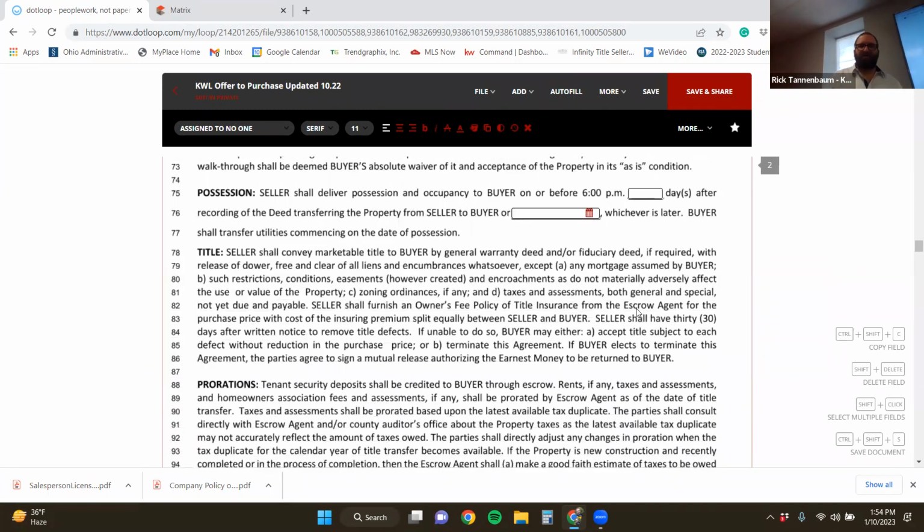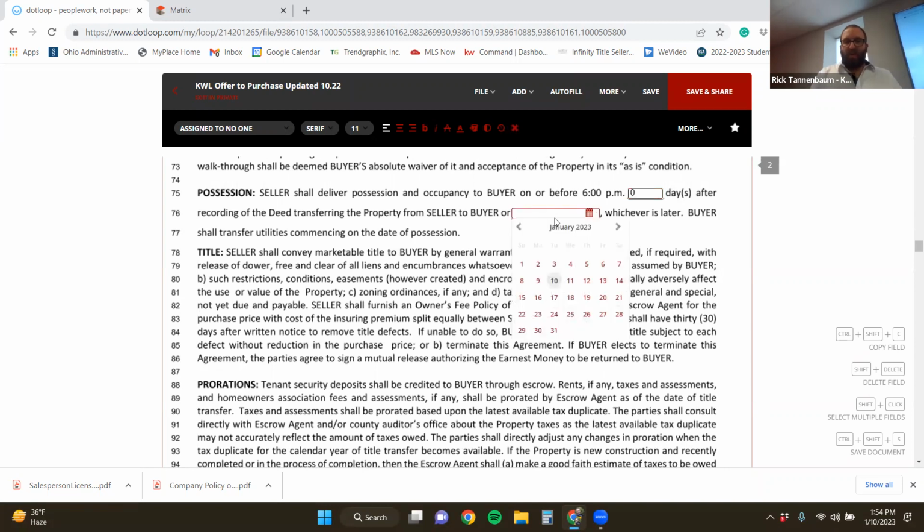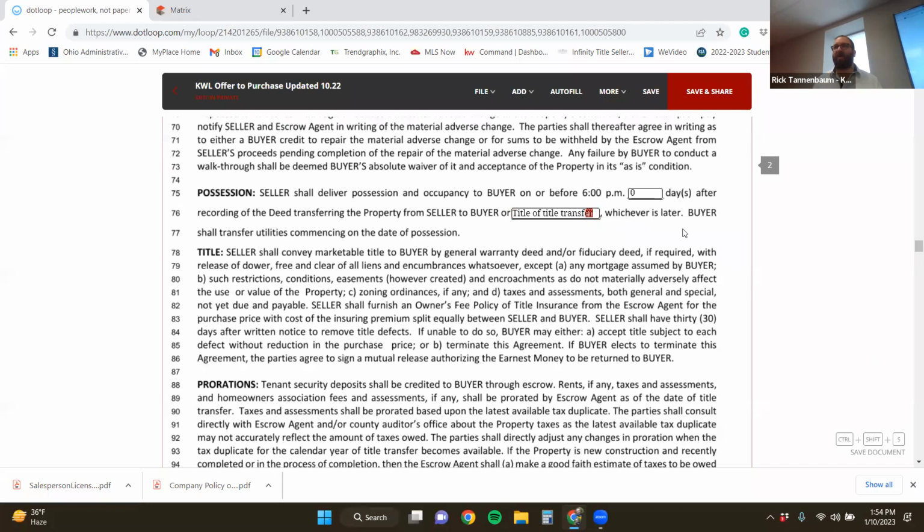So possession, seller gets possession on or before 6 p.m. Assuming that we're not doing any sort of rent back, that we close and your buyer gets possession, I'm going to put 0 days after the recording of the deed. Or you can pick the date, January 31st, like the example we were using, or what I usually do is time of title transfer. I just type in there time of title transfer. So basically once it's closed, your buyer gets the keys.